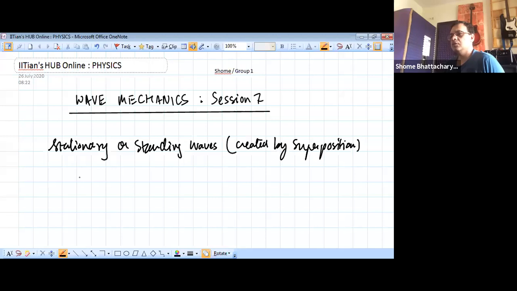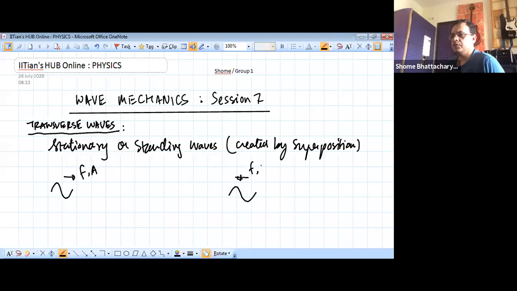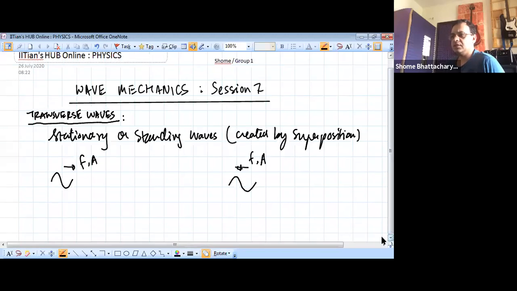Of course, we are still in the domain of transverse waves, because all these phenomena we are seeing in the case of transverse waves right now, we will see similar phenomena in the case of longitudinal and electromagnetic waves later also. Anyway, we have one wave traveling like this of frequency f and amplitude a, and another wave traveling in the opposite direction, frequency f and same amplitude. Their superposition, we saw, results in standing waves.